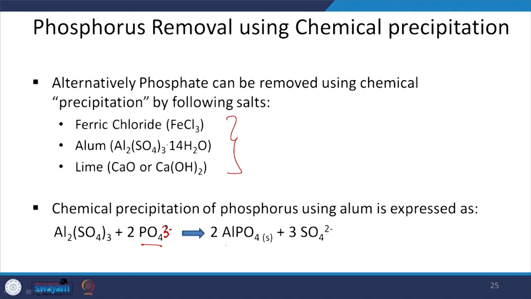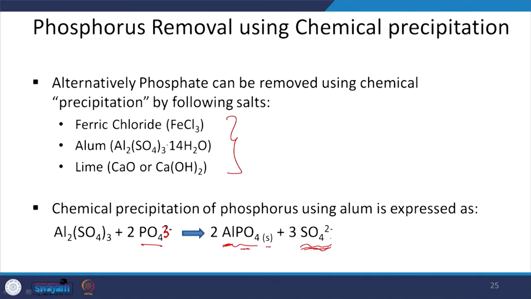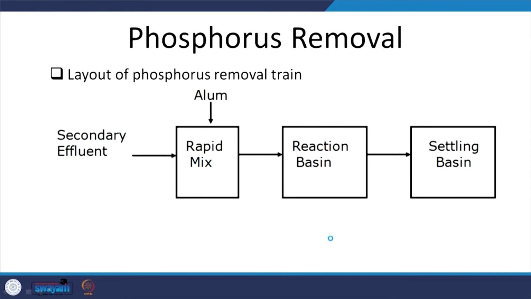So, Al 3 plus. That is why you have aluminum phosphate solid being formed with aluminum and phosphate, and that is how you can remove the phosphorus. But in general, if you can get the biological process right, that is better, because here you are adding TDS to your system. You do not want to add total dissolved solids to your system if you are looking at sustainability. So, again phosphorus removal: rapid mix along with alum, secondary effluent, and then you can remove it, with the usual reaction basin and the settling basin.